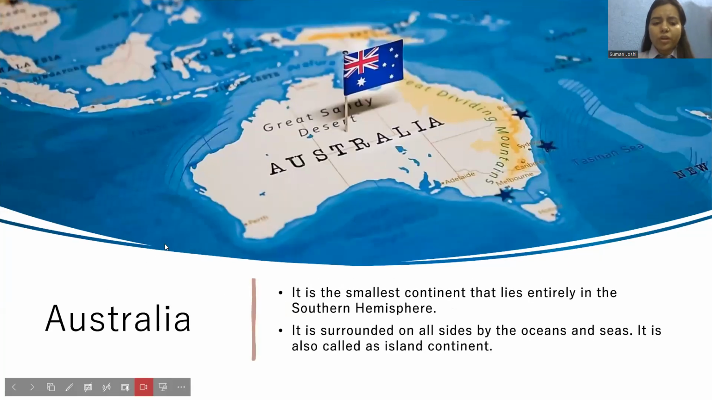Next, I think this is the last continent we have: Australia. This is the smallest continent, which lies entirely in the southern hemisphere. It's surrounded on all sides by oceans and it is called the island continent. Okay.